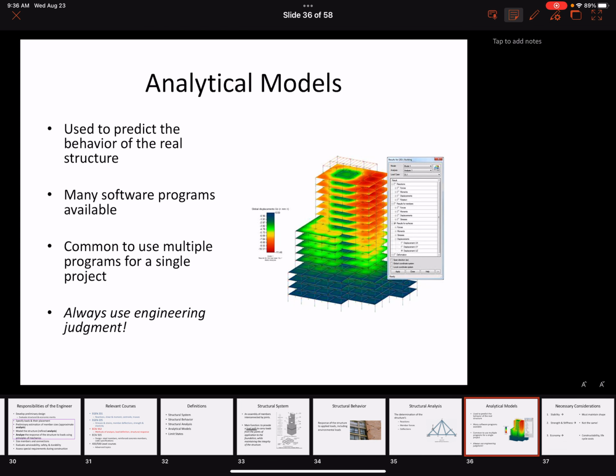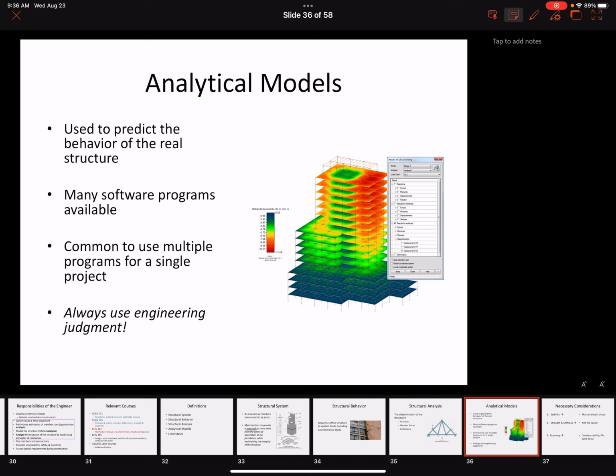Analytical models are what we use to predict the behavior of the structure. Now there are many software programs that we use in the real world. And for a given project, you might have 20 or more different models of the same building using different software, or maybe different models within the same software to handle different load cases or load analyses. Depends on the project.